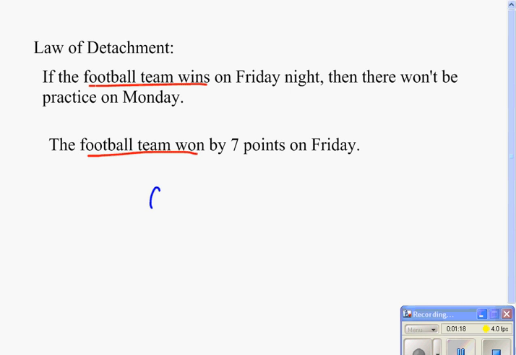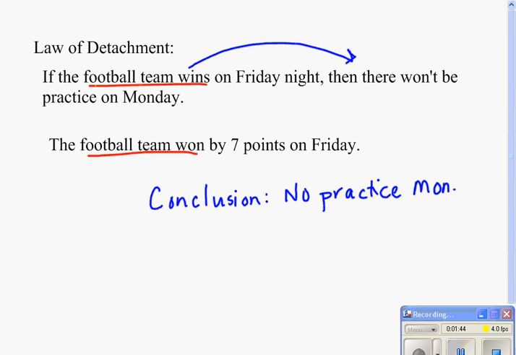So our conclusion is that there won't be practice on Monday. Because we're kind of able to go ahead and then go forward from our starting point. So we're able to kind of fill in that blank when we're making our conclusion.